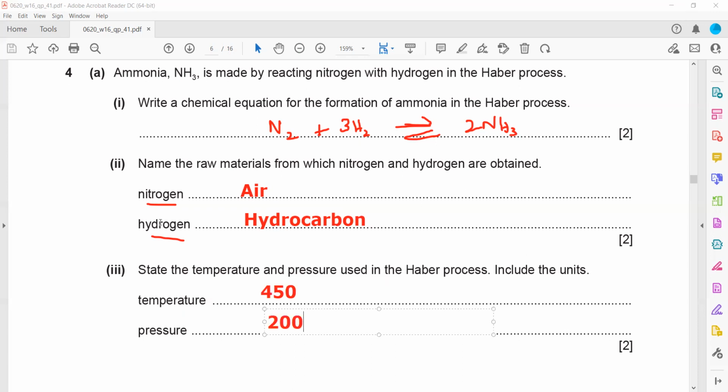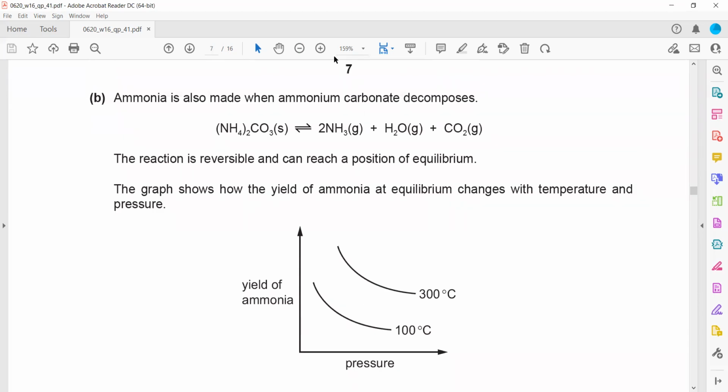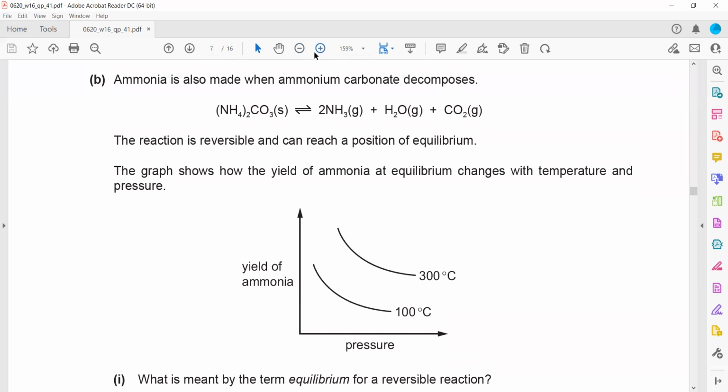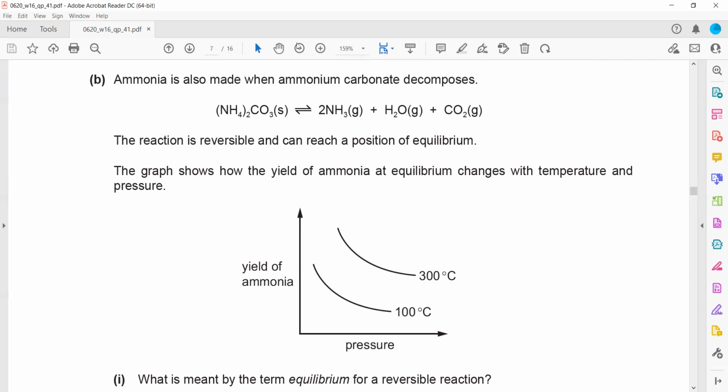Ammonia is also made when ammonium carbonate decomposes. The reaction is reversible and can reach a position of equilibrium. The graph shows how the yield of ammonia at equilibrium changes with temperature. Look, ammonia is a product. The reaction is carried out at 100, and also at 300. When the reaction is carried out at 300, we are getting more ammonia as compared to the reaction carried out at 100. So what does this give an idea of: is the forward reaction endothermic or exothermic? We are getting more product at high temperature.